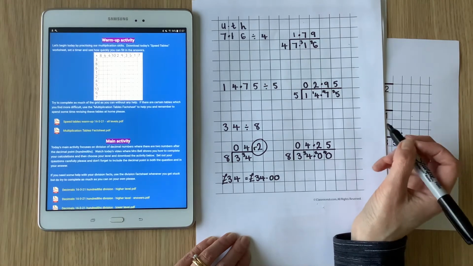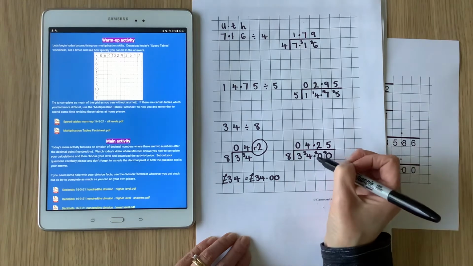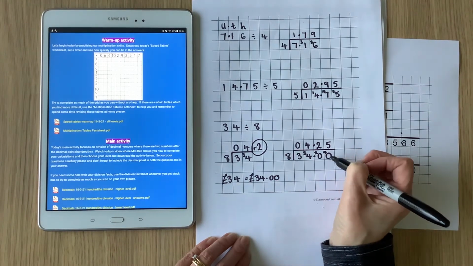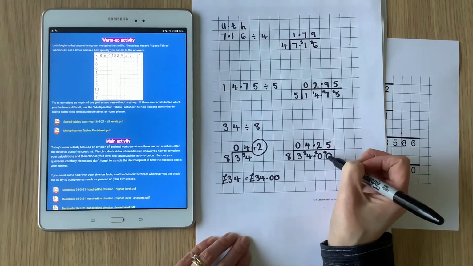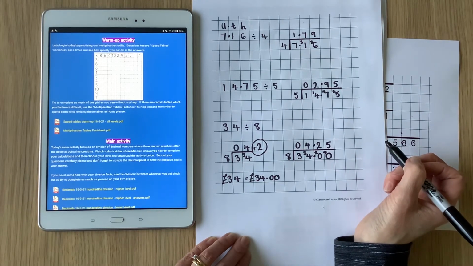Now the questions that we're going to do today, P6, are going to add, in some of the questions, a decimal point and 2 zeros. We'll not be adding anything more than 2 zeros in any of our questions.